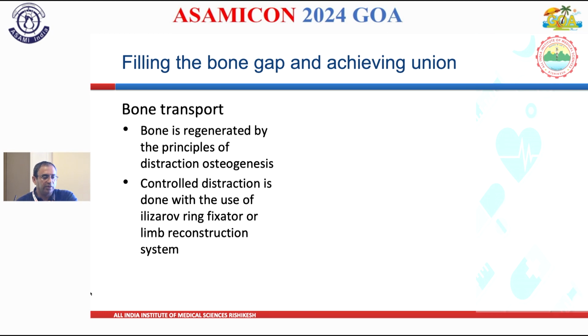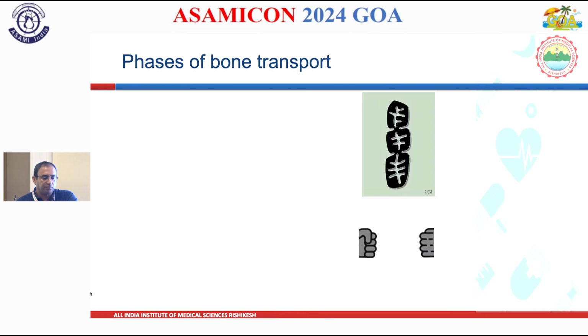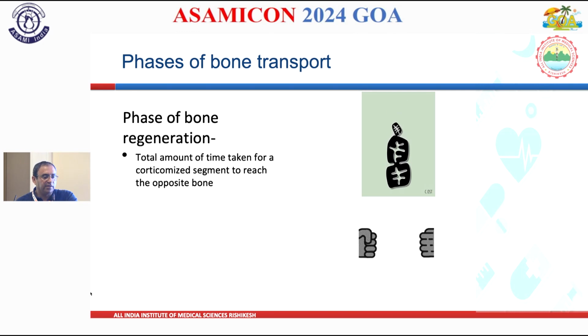So bone transport is nothing but a bone regeneration, which is regenerated with the help of controlled distraction. This controlled distraction can be brought about by Ilizarov, ring fixator and limb reconstruction system. So it has two phases. There is a phase of bone regeneration, and there is a phase of consolidation.